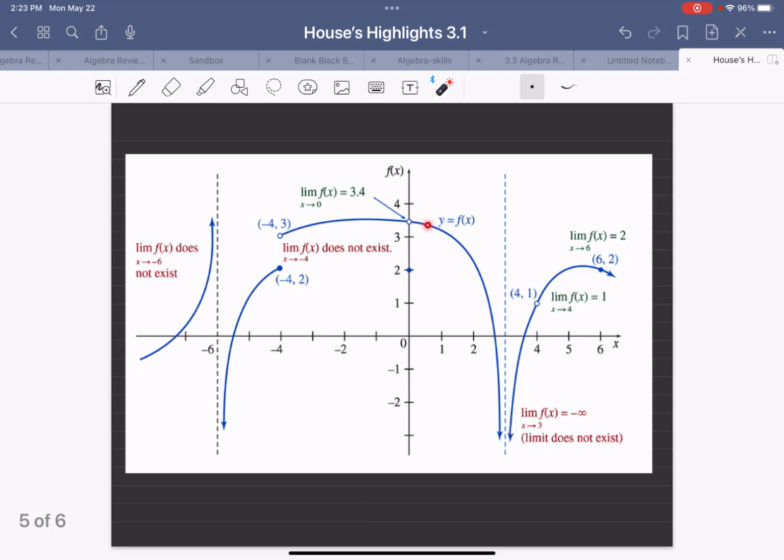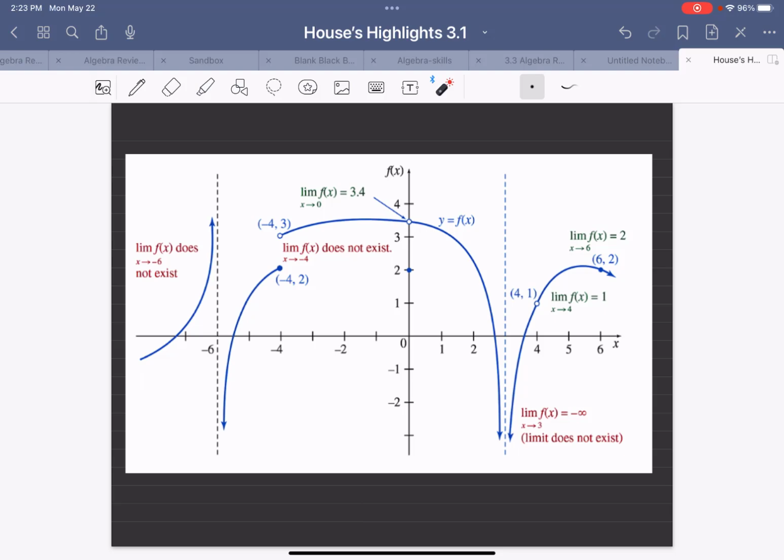Now here we're okay because look, as you come in from the left, it's going to this point, and you're coming in from the right, it's going to this point, and it's okay that there's no function value there, as long as it's honing in on that specific value.